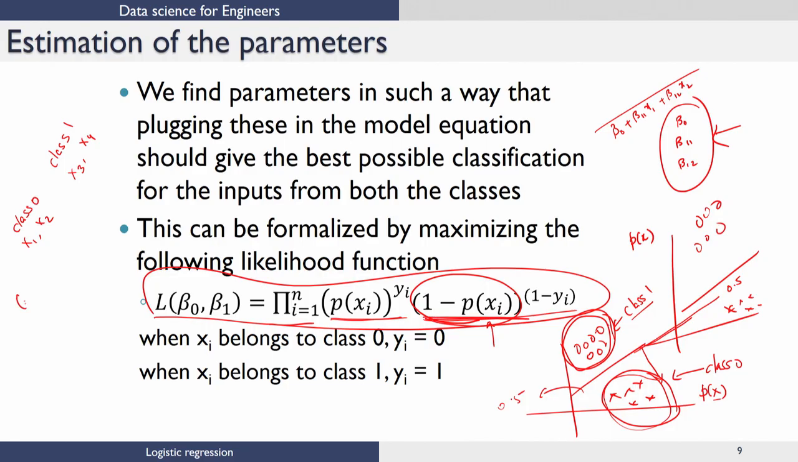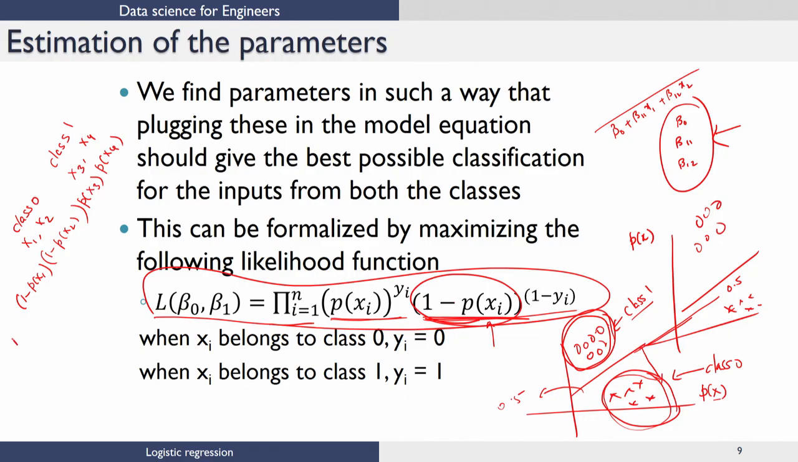So, this will be 1 minus p of x1. For the second data point, it will be 1 minus p of x2. Then for the third data point, it will be p of x3, and for the fourth data point, it will be p of x4. So, this would be the expression from here.